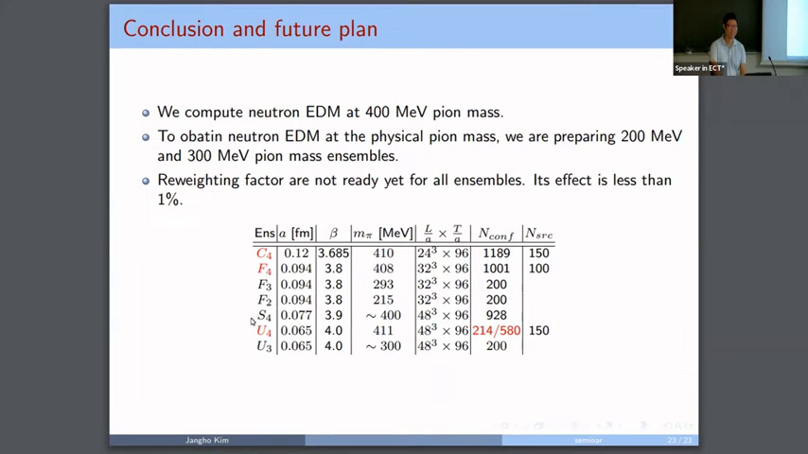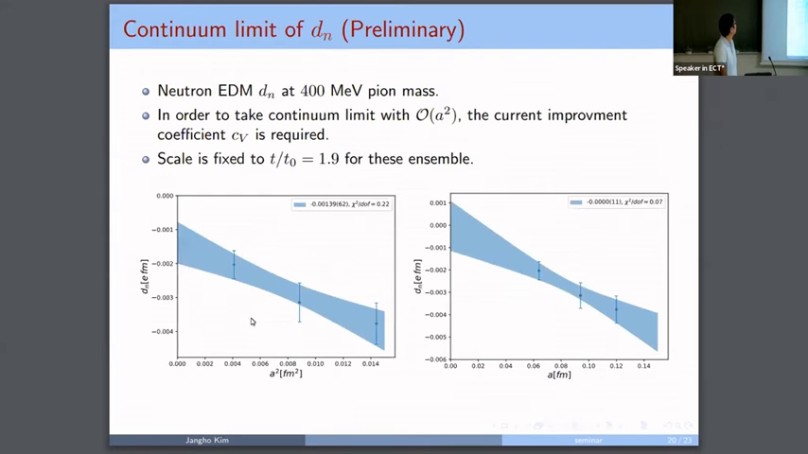What is the dipole moment on this ensemble? What is the DN value? Just want to see the error bar. It's 1.5 times 10 to the minus 2, if you believe the A square extrapolation. 1.5. Oh, okay. You would also have the other data.